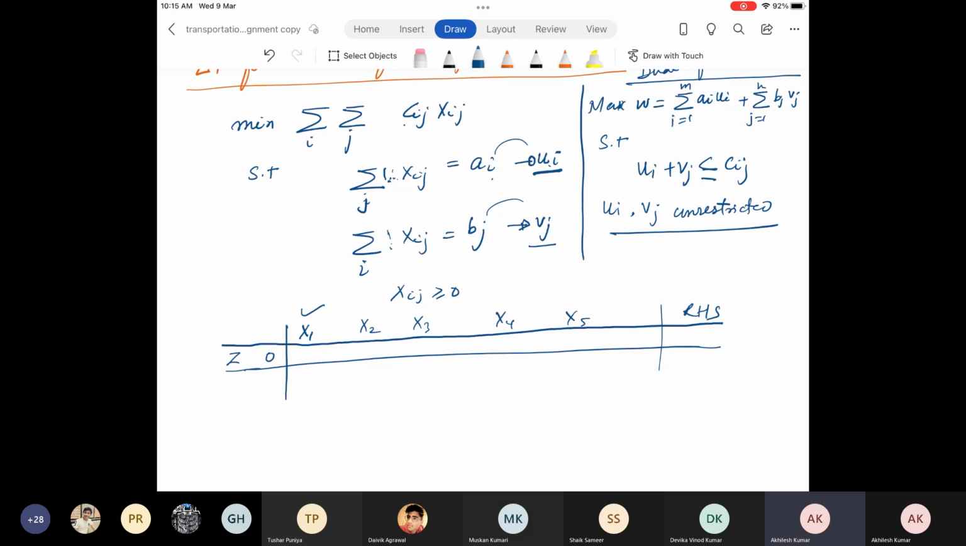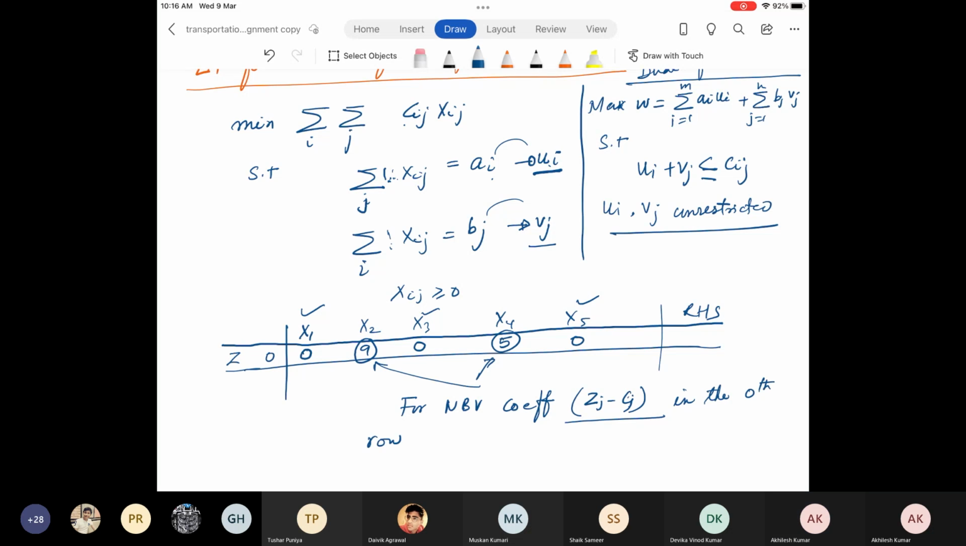So suppose x1, x3 and x5 are your basic variables. Their coefficient will be 0. And the non-basic variables will have some numbers, suppose 9 or 5 or something. This 9 or 5, the non-basic variable coefficient, is more precisely Zj minus Cj, as in the revised simplex: whatever the Zj value is, minus the Cj. So this non-basic variable coefficient in the 0th row is called reduced cost.